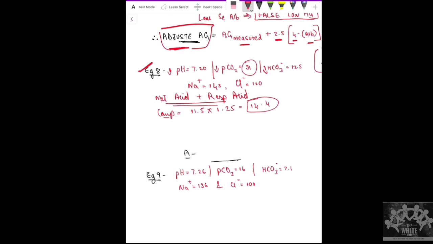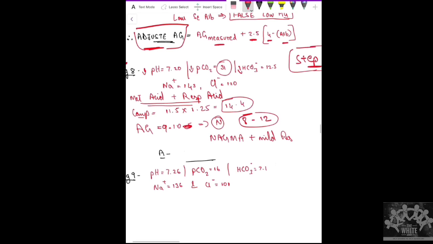Next, since there is metabolic acidosis, we calculate the anion gap. On calculating, we see that the anion gap is around 10.5. It is around 9 to 10, and this is a normal value. Around 8 to 12, we can consider it to be normal. So there is normal anion gap metabolic acidosis along with mild respiratory alkalosis. Correct?